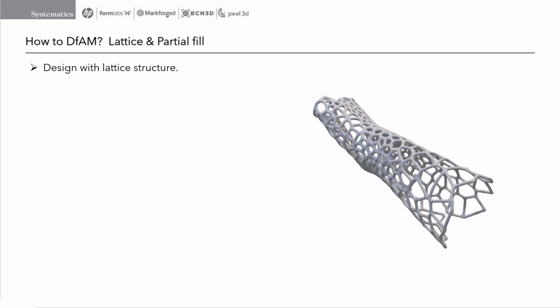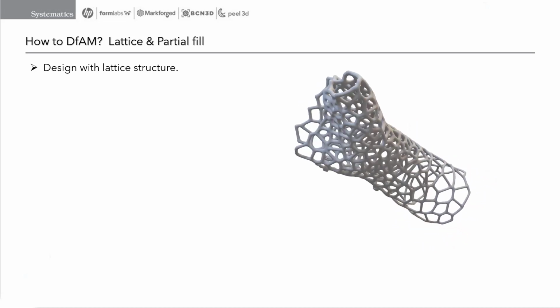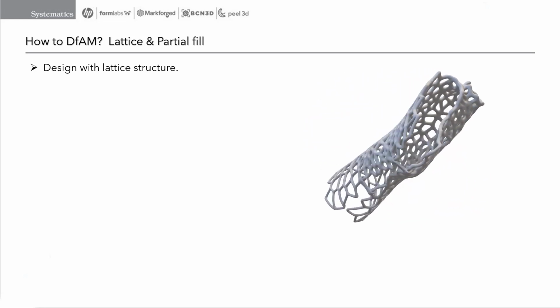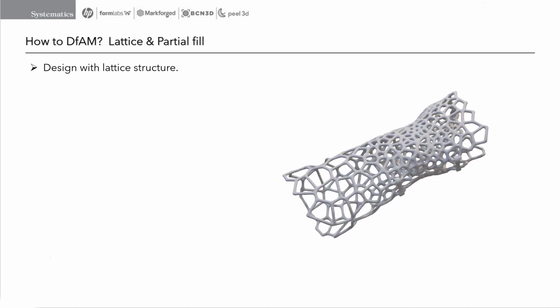By varying the geometry of the unit cell, it is possible to create structures that are optimized for specific applications. For example, a lattice structure can be designed to be stiffer in one direction than another, or to be more flexible in certain regions of the part.